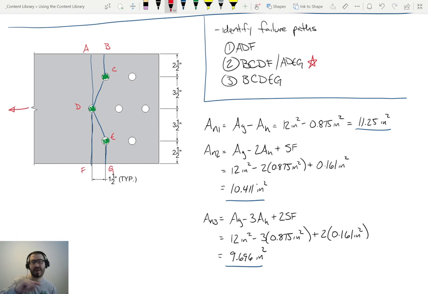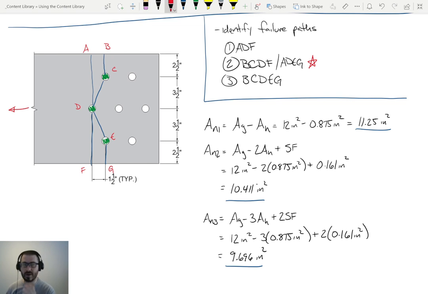Now, what if I looked at path ADEG? Well, what's the formula? It's the gross area minus 2 bolts, and then I add 1 stagger factor. So regardless of which path I look at, I'm getting the same formula, so I'm going to get the same answer. Hence why I'm grouping those together. So if you're confused as to why I'm able to group those together and get the same answer, that's why. It's the same formula at the end of the day, so the math is going to work out and you yield the same answer. So that's the first point I wanted to make.